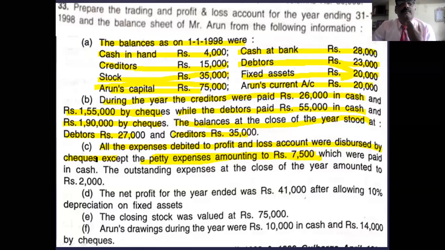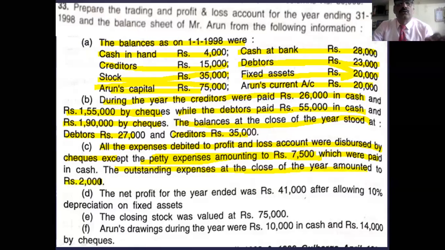Then whatever expenses arise, all those you record in the bank account credit side by expenses. Okay. Then of the total payment which were paid in cash, the outstanding expenses at the close of the year is rupees 2,000.